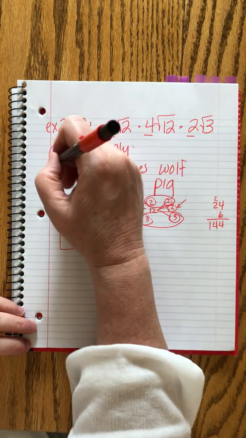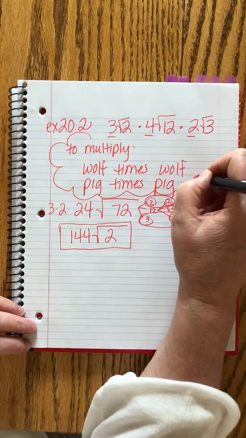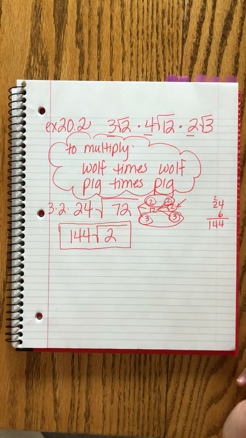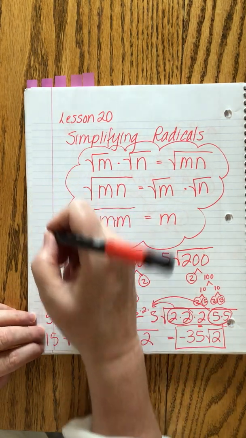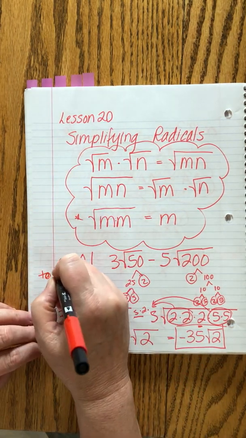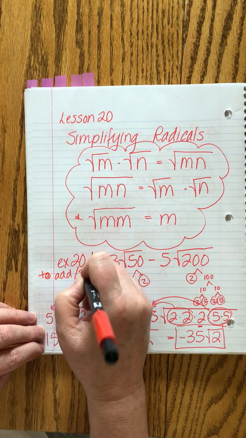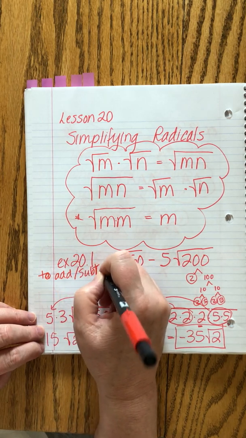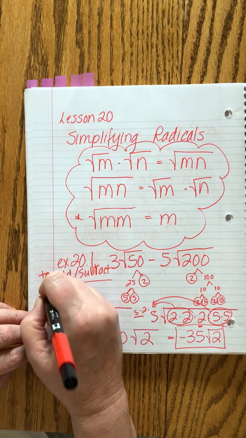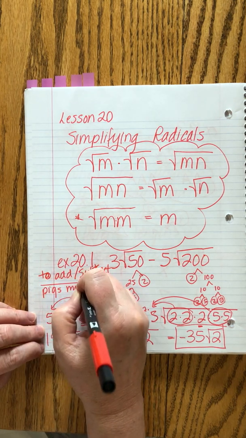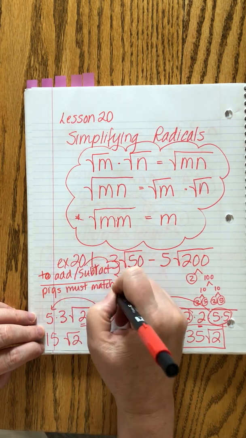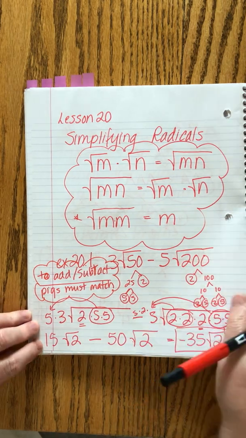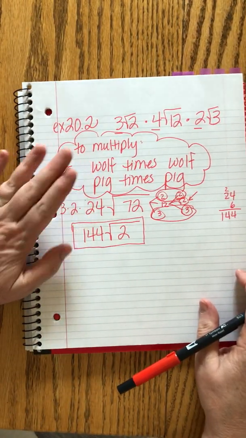Okay, make sure you remember this rule for multiplying radicals. For adding and subtracting, we have to make them match. Okay, let's write that down. To add or subtract, pigs must match. And then you just combine the wolves. To multiply, it's wolf times wolf, pig times pig.